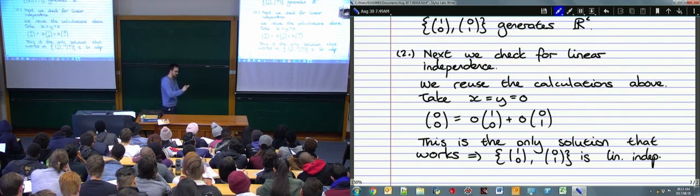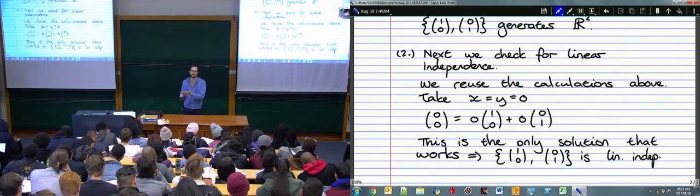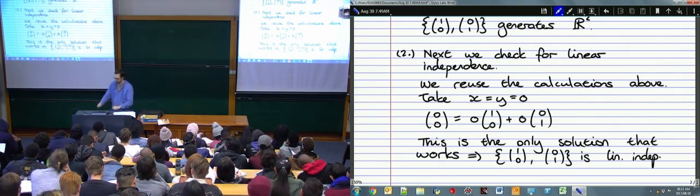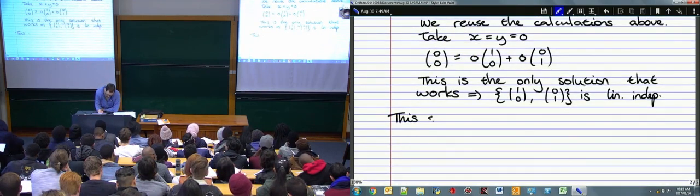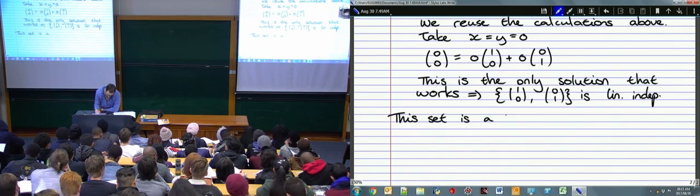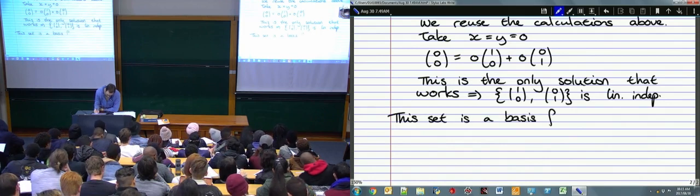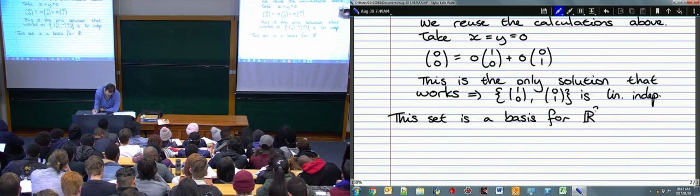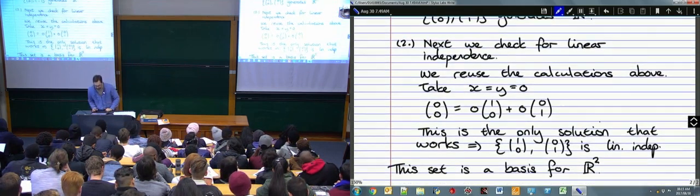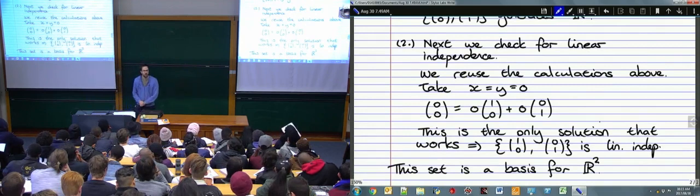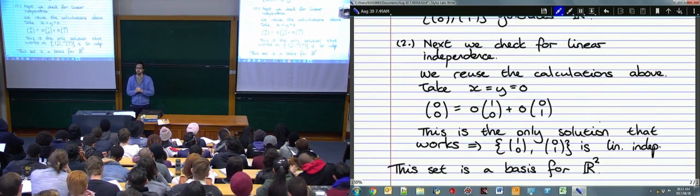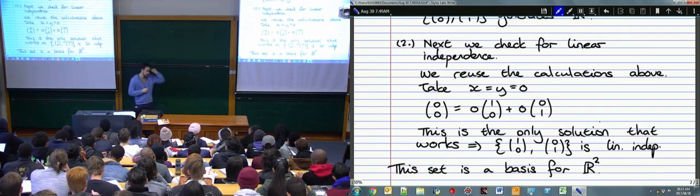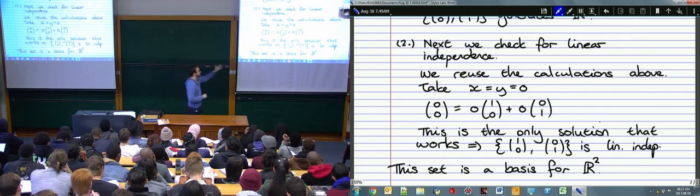And we've now shown that it generates all of R2, and it's linearly independent, so we would call this set a basis for R2. Are there any questions about this? I mean, this was a pretty simple and straightforward example.